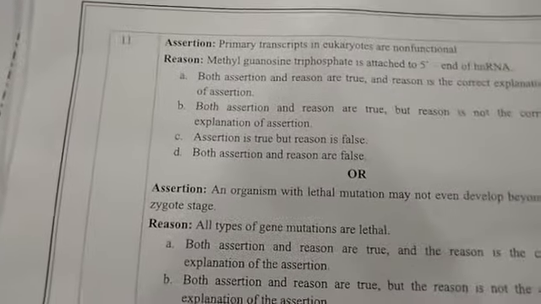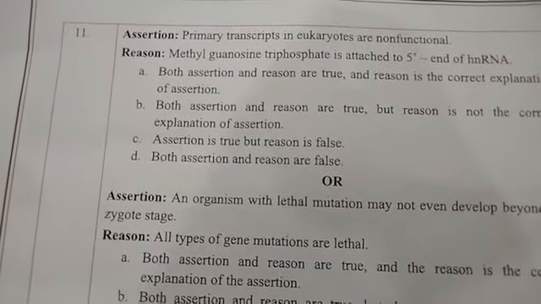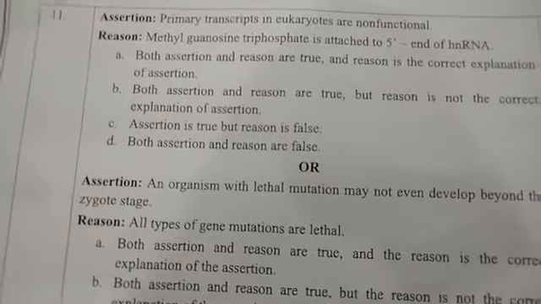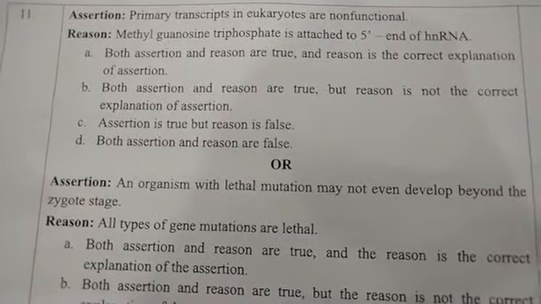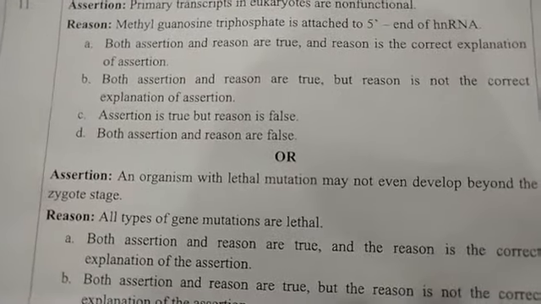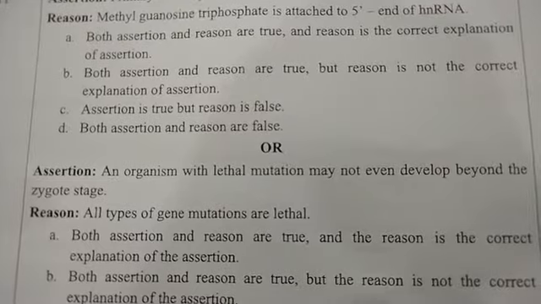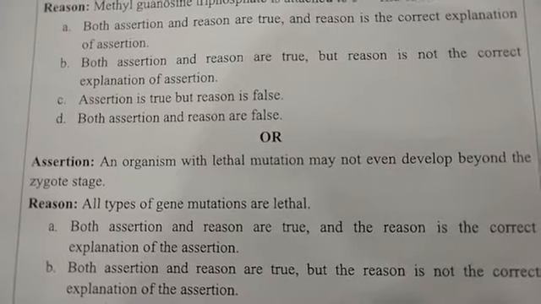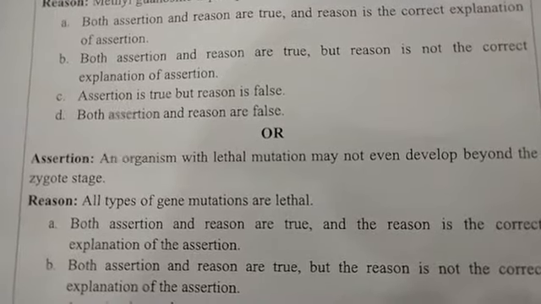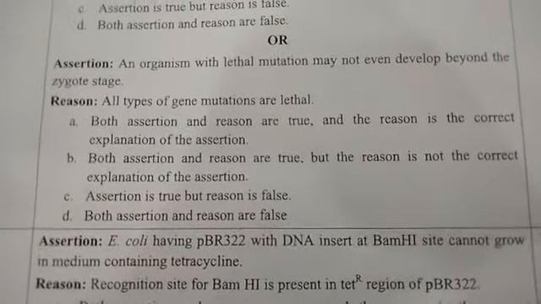Then finally I come to the 11th question. Yes, 11th is assertion and reason. Assertion: primary transcripts in eukaryotes are non-functional. The reason is methyl guanosine triphosphate is attached to the 5' end of heterogeneous RNA. And you'll have to say which one is correct. So first one is, both assertion and reason are true, and the reason is the correct explanation of assertion. Both assertion and reason are true, but reason is not the correct explanation of assertion. Assertion is true but reason is false. Both assertion and reason are false. Or there's an option over here.